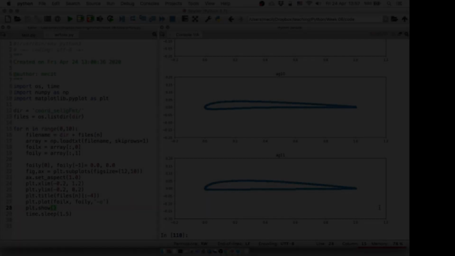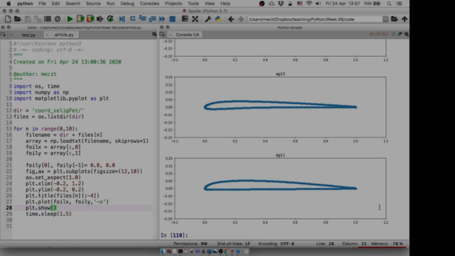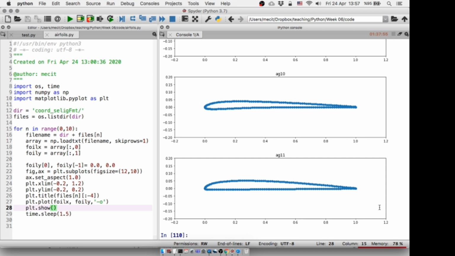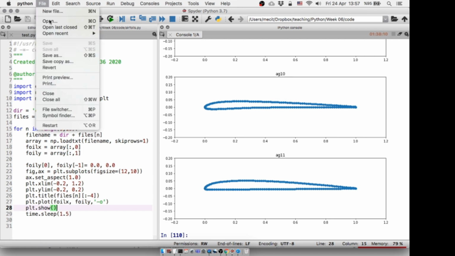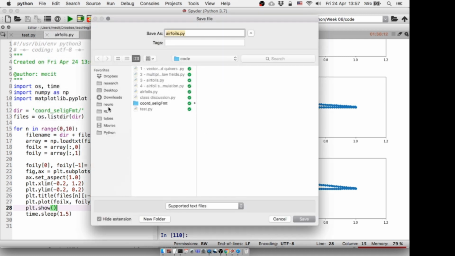We explored the first few airfoils in detail. Let's go back and have a look at even more detail to the first airfoil. So at this point you might want to save your file as airfoils 2.